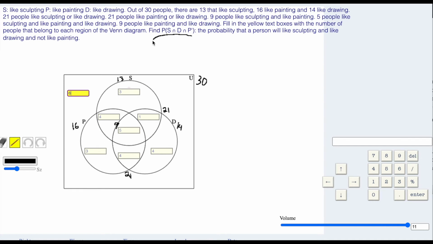We have to find the probability of S and D and not P. S and D, we're talking about this region, but not P, so we're just talking about this region right here. Really just looking at that 1. What's the probability that somebody is here? That's just 1 out of 30. So 1 out of 30, and then we press enter.